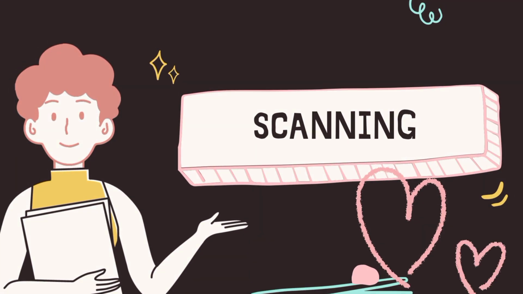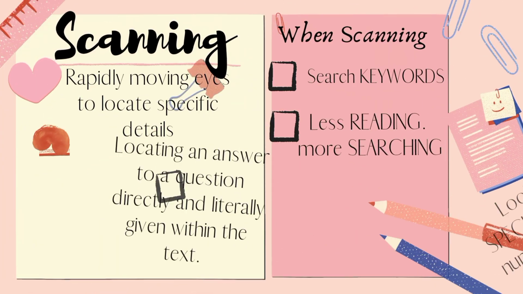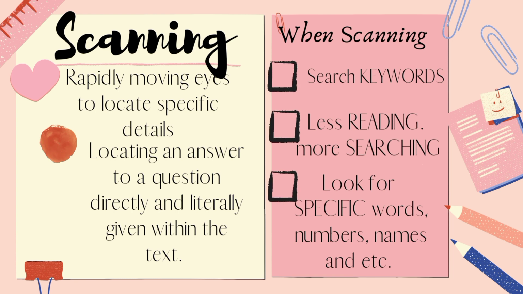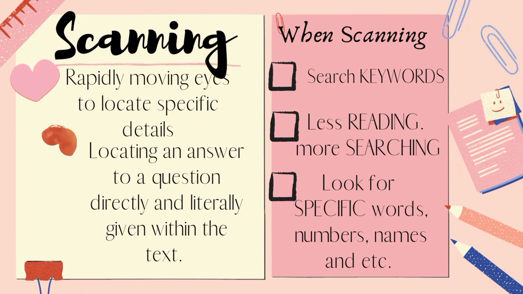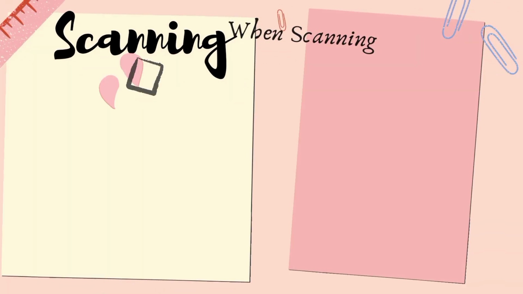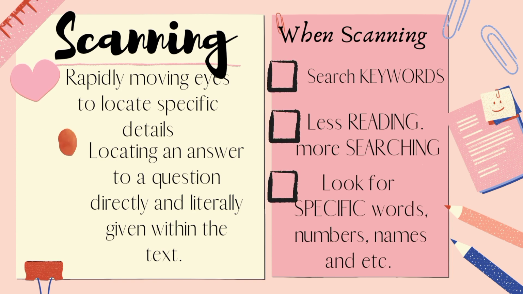Next reading style is scanning. Scanning is about rapidly moving your eyes over the text to locate specific details. In this reading style, you already know what to look for. We do scanning by searching keywords for the specific information we're looking for. Less reading, but more on searching.